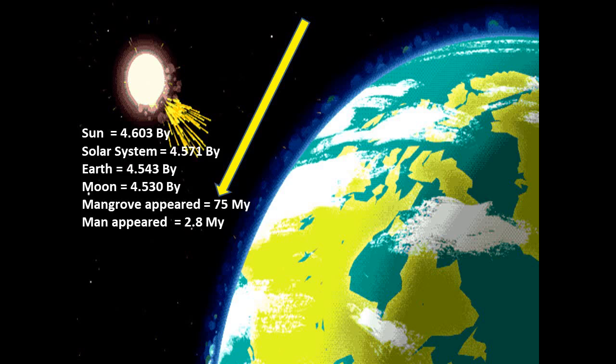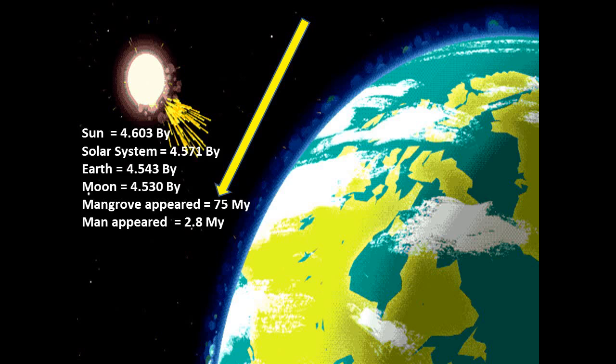Now, if you trace back, you will see that the sun appeared in this universe about 4.603 billion years ago. Then there was a Big Bang, there was a fragmentation, and the solar system was created about 4.571 billion years ago. One of these components of the solar system was the Earth, and today's Earth's age is 4.543 billion years. Then from the Earth, the Moon was formed about 4.530 billion years ago.